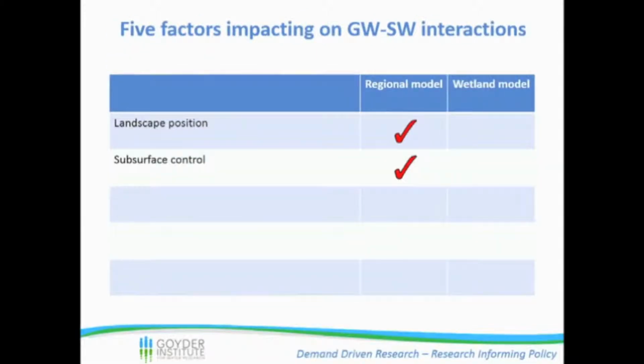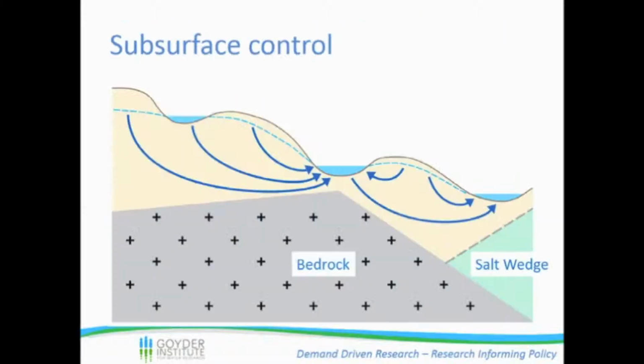Second factor is subsurface control. Again, this is a cross-section of our landscape, and here we have bedrock that, because of a fracture or some other geological process, comes back closer to the surface. That's one form of subsurface control. We also have, next to the coastline, the salt wedge. The net effect in both cases will be to induce the discharge of groundwater further inland than you would expect otherwise.